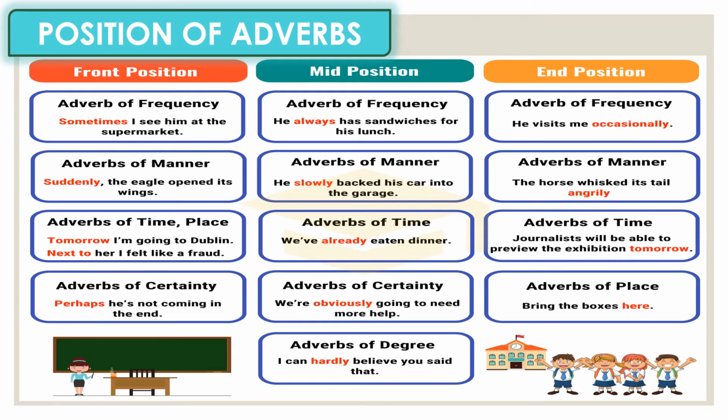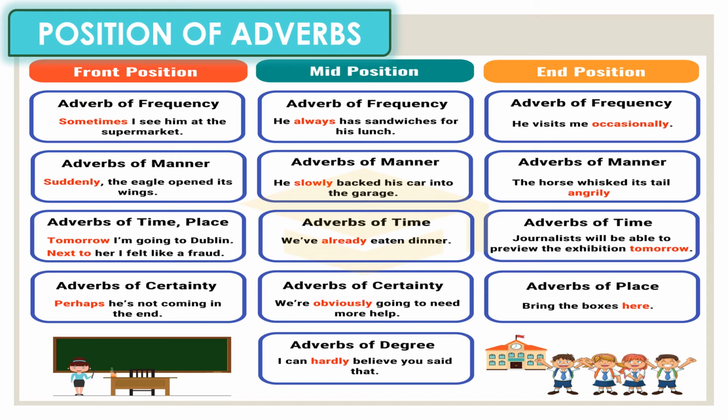The third position is the end position, where adverbs are added to the end of a sentence. Again, adverbs of frequency, manner, time, and place can all be used at the end of a sentence. So if you read out this table, an adverb of frequency can be used at any of the positions. Either you can place it at the front, in the middle, or you can add it to the end of a sentence. The same goes for adverbs of manner and time.